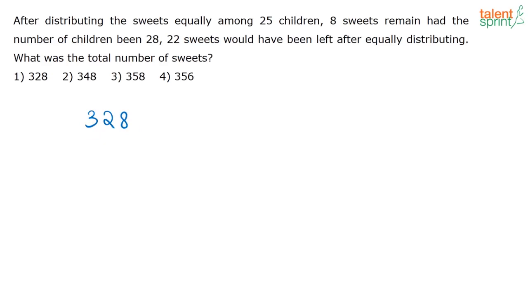Now I have to divide this 328 chocolates among 25 children, and when I do that, I have 8 chocolates remaining. So 328 minus 8 is what? 320. So this 320 chocolates I should have divided equally among the 25 children. Then only I have 8 chocolates remaining. But can I divide 320 chocolates among 25 children correctly? Is 320 completely divisible by 25? No. So this option is gone.